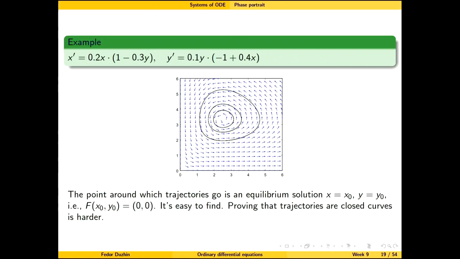So what we have is, in the middle we have an equilibrium solution. An equilibrium solution is a constant solution, right? So when both x and y are constants, so the derivatives are 0. So to find the equilibrium solution, we can just equate this to 0 and this to 0, and then we can solve for x0 and y0. And what happens here is that all trajectories go around the equilibrium. And that's what the phase portrait tells us. It tells us that there is an equilibrium solution, and that other trajectories go around the equilibrium solution.